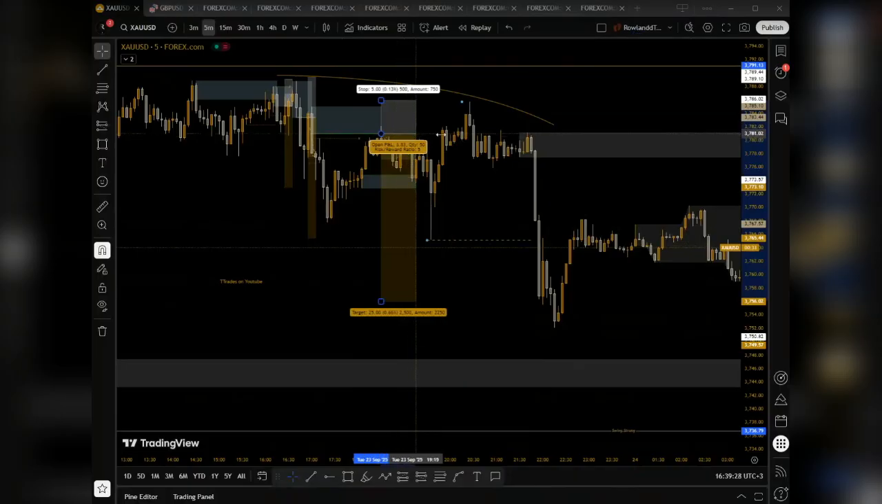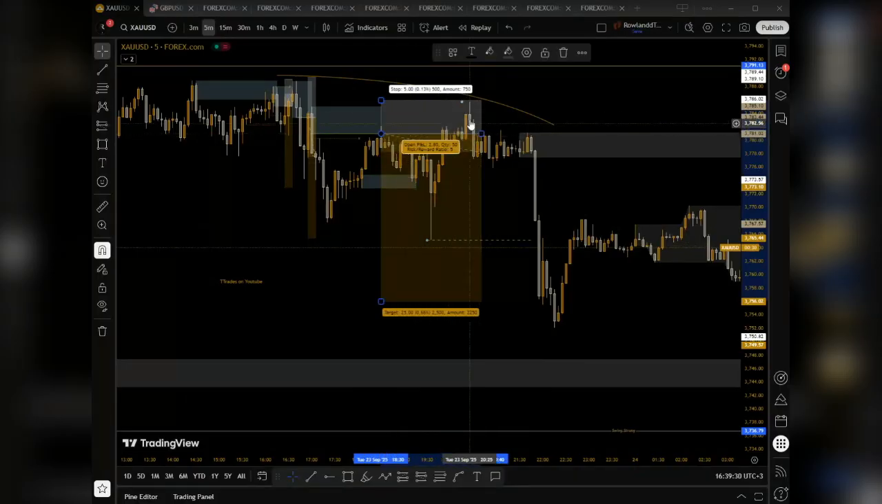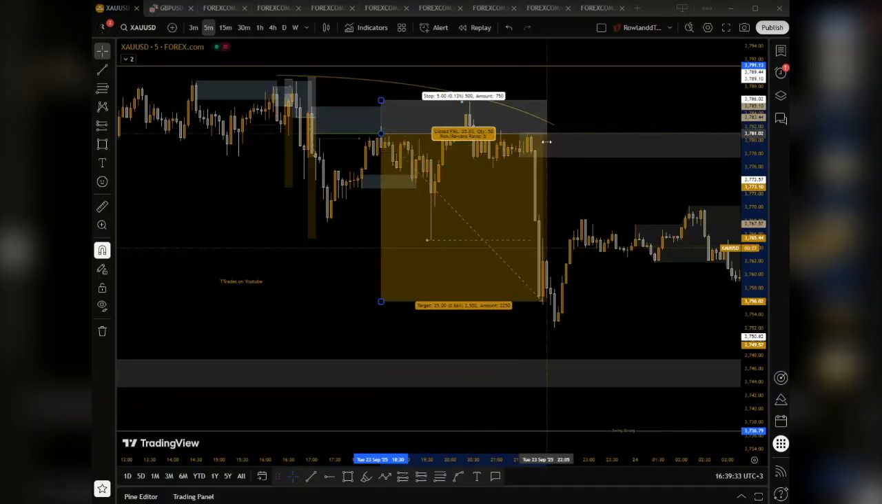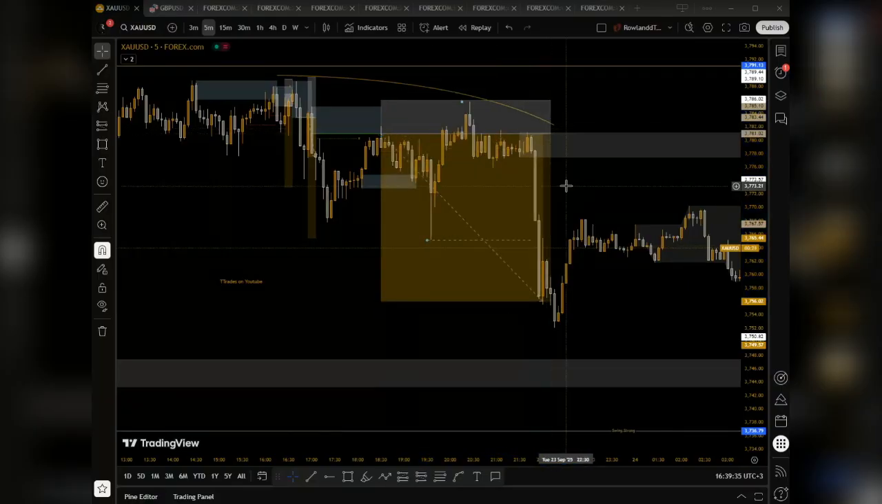Now, after getting to 3R, I took off my partials and stuff, and I trailed my stop loss to break even. And what happens? Price takes me out at break even and then gives this bearish continuation. Guys, I was so traumatized because this is something that has been happening very many times.